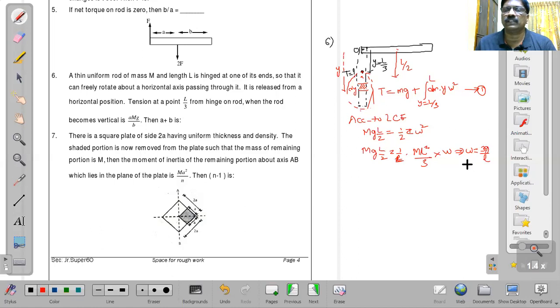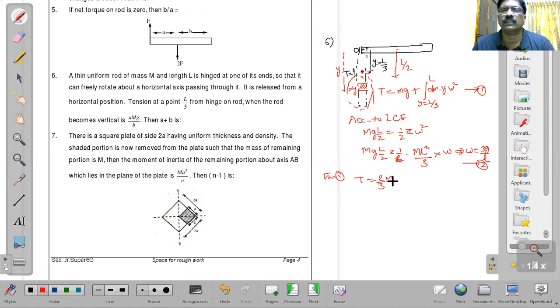This is equation 2. Now from equation 1, the tension in the rod is equal to mg, where m is the mass of the rod below this point. As 1/3 of the length is above, 2/3 of the length is below. That's why the mass of the remaining part, small m, is equal to 2/3 of the total mass.